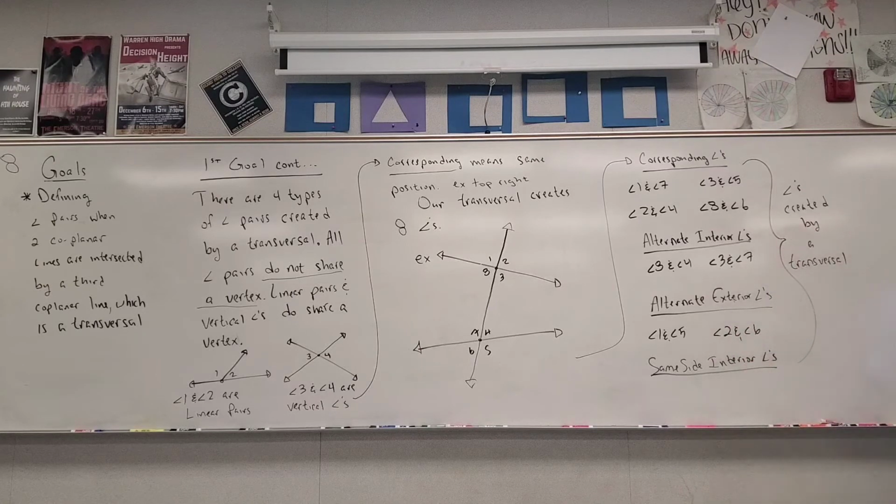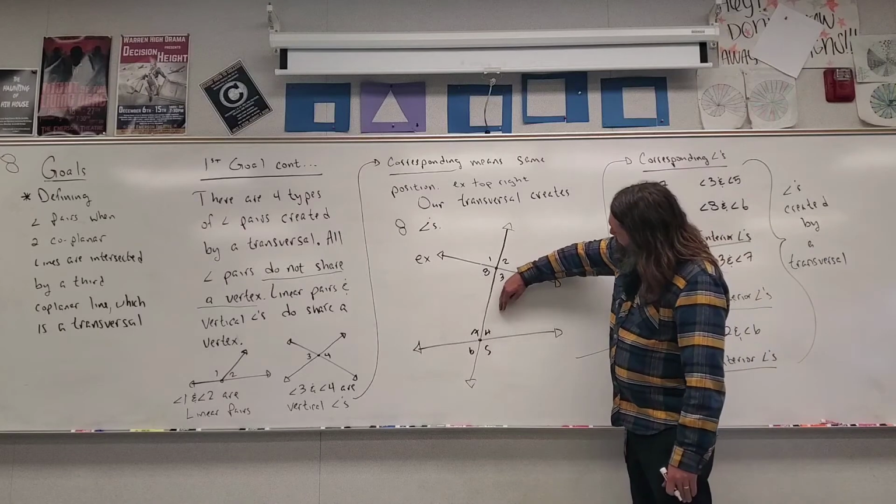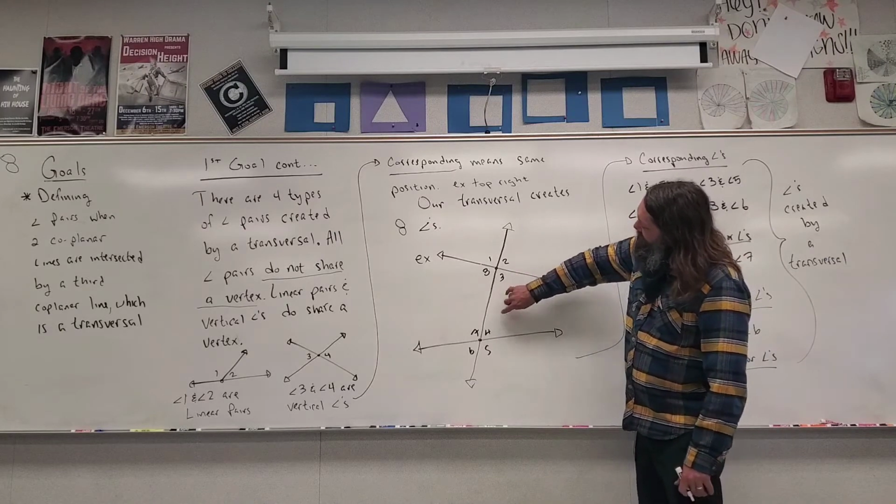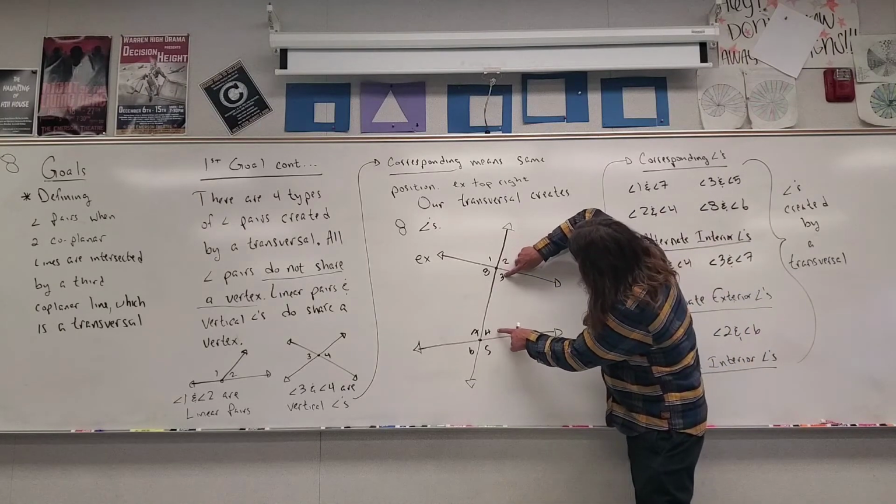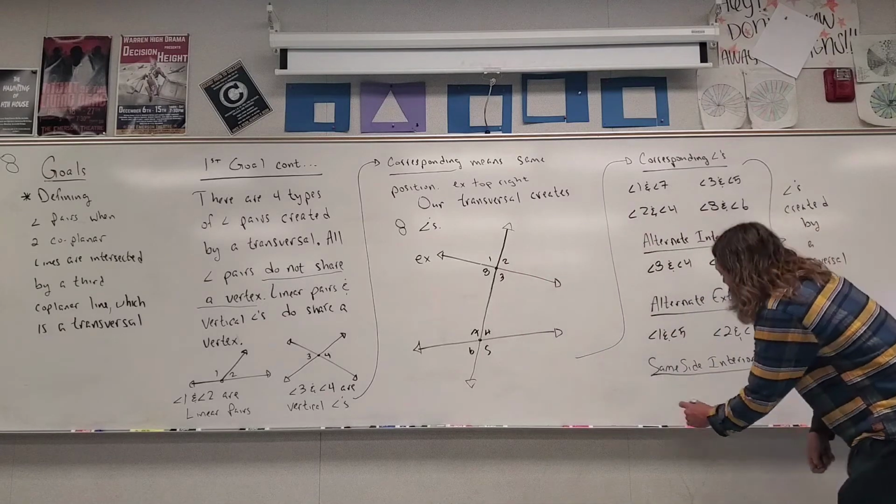All right, the last pair of angles that are created by transversal are the same side interior angles. Again, they have to be on the same side of the transversal. They can't share a vertex. So it's angle 3 and angle 4.